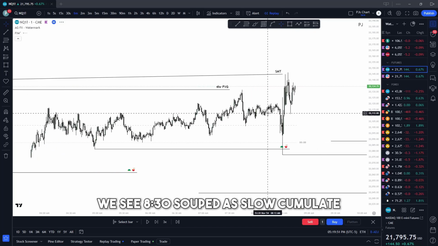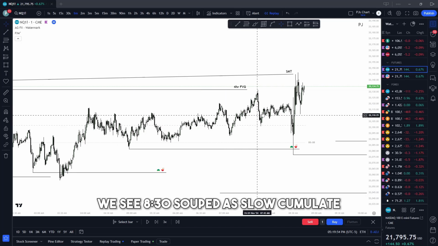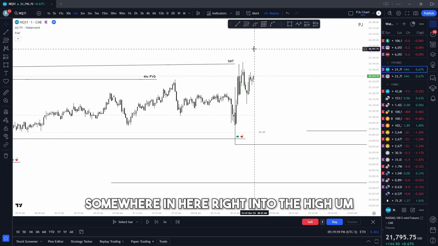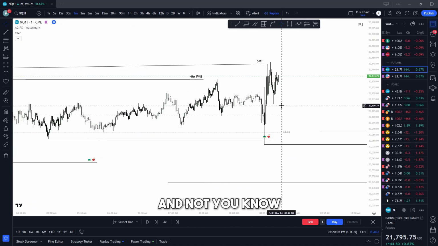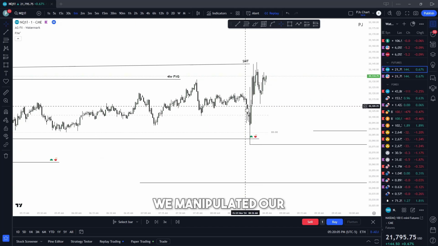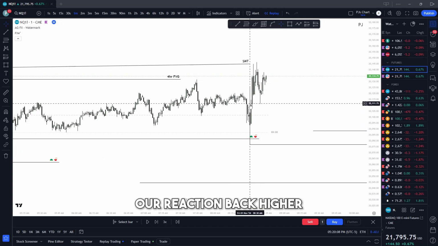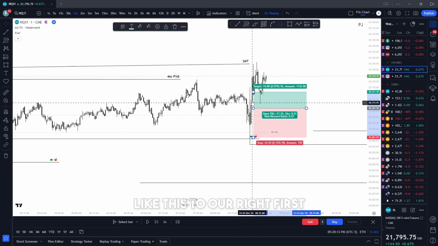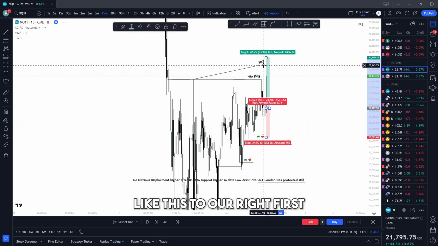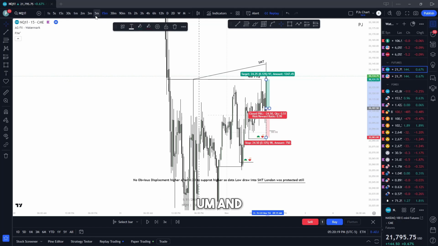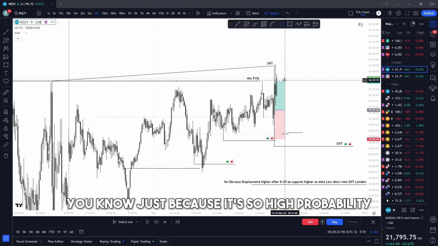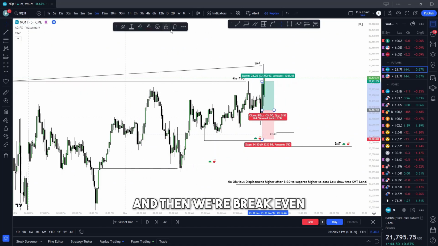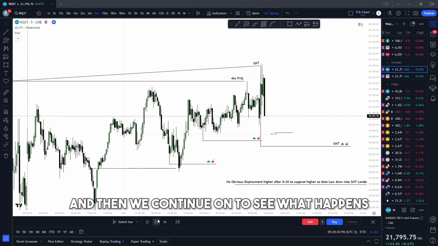So we see 8:30, soup this low, accumulate, manipulate, and distribute. I think this was one where I ended up taking a long somewhere in here, into the high. And not inside of here, but after we manipulated our CR wick and then our reaction back higher, and just longing pretty much something like this to our first target, and just because it's so high probability, equal highs here, into your 4-hour fair value gap, and then we're break even, and then we continue on to see what happens.